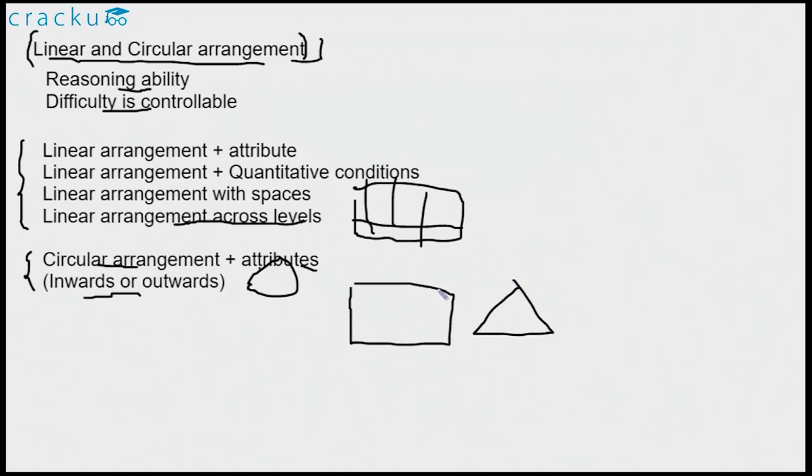Today we will be discussing 3 questions, two on linear arrangement, one with linear arrangement with attribute, and the other one is linear arrangement with quantitative condition. And the third question is a slight tweaking of the circular arrangement problem.